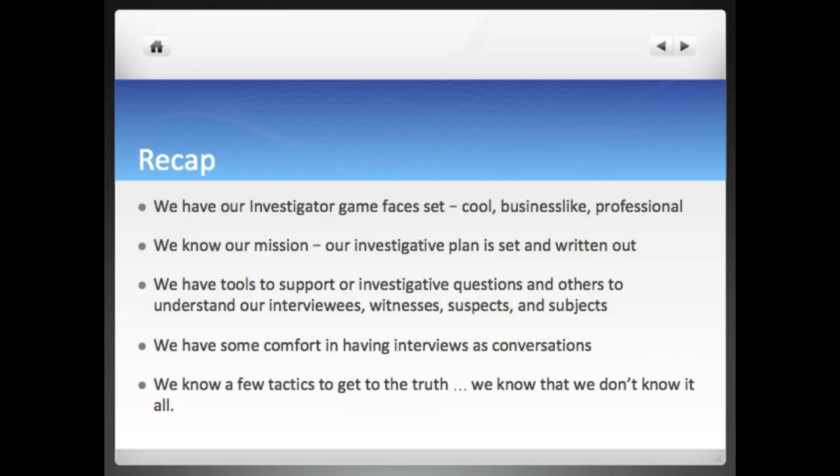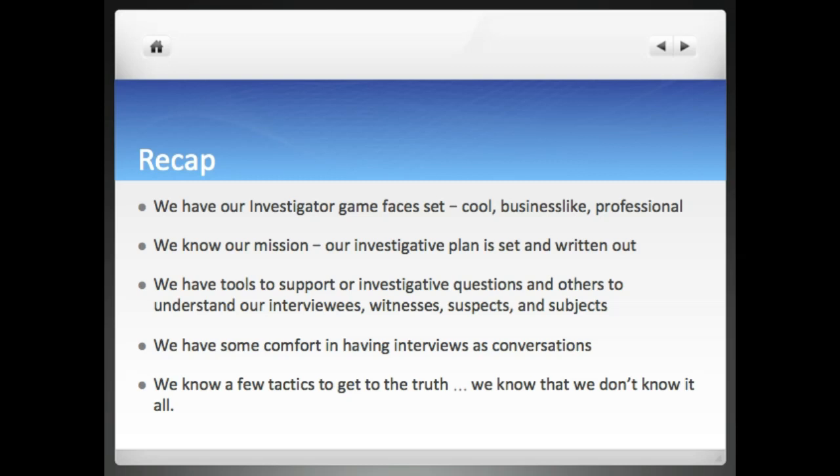But let's do a bit of a recap. So we started out, we've got our investigator game faces on, right? We are cool, business-like, we are professional. We're not looking at this as Elliot Stabler going to slam somebody against the wall. We are a business person trying to get facts to support a matter to improve our business. We know the mission because we've got an investigative plan. We wrote that out, so we know what we have to do. We know what we have to prove, right? We have the tools to support our investigation questions. We know that we have those tools we discussed last week, and the ones that you made a great list of for the dossier too are all things you can use to help support your case.